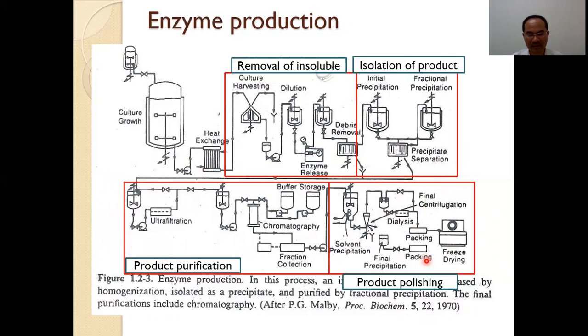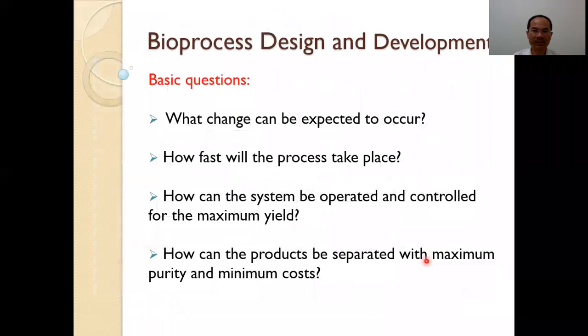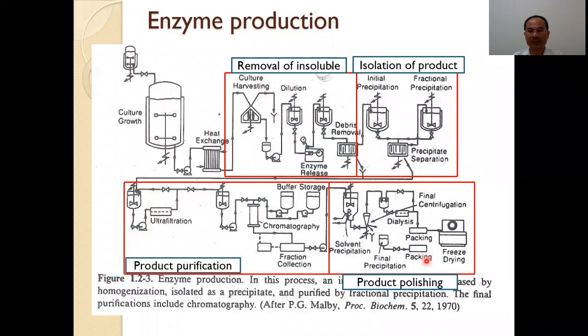Precipitation again, where we would like to separate solids out of the solution. You get solid and liquid. Then you separate again by dialysis or membrane, and centrifuge to separate solid and liquid. And then you freeze dry the solid. This is most of the steps that we talk about: removal of insolubles, isolation of product, purification, and product polishing. In removal of insolubles, we separate solid from the liquid after you dissolve.